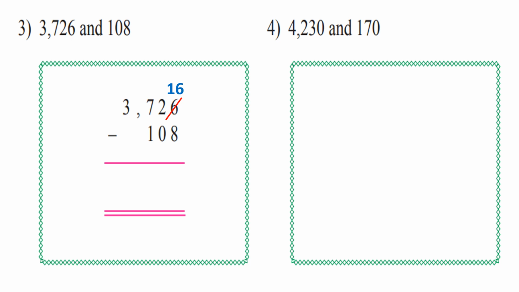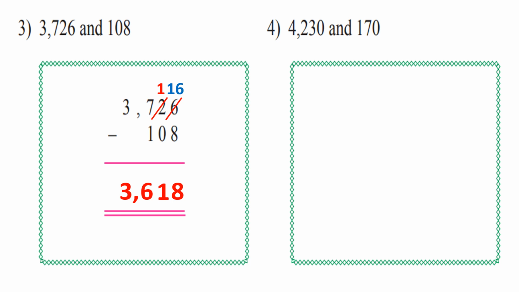Okay, we start here. 16 minus 8 is 8, then 2 here becomes 1, right, students? Then 1 minus 0 is 1, and then 7 minus 1 is 6, then 3, no number here, you bring down 3. The answer is 3618. Okay, this is number 3. Now let's move to number 4.